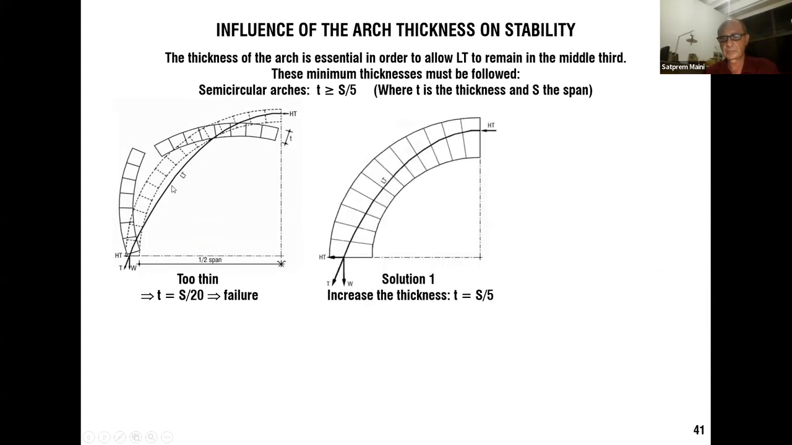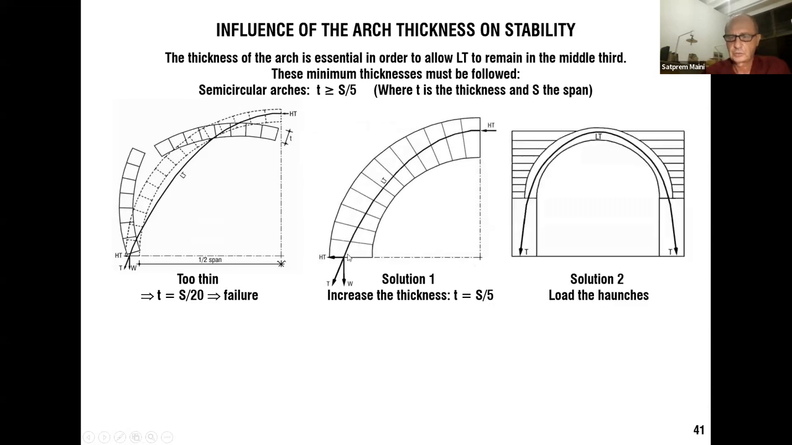Solution one, increase the thickness of the arch. You have span upon 5 for this ratio. Or load the arch again. So this condition of span upon 5 is really critical because, for example, let's say you want to have an arch of 3 meters span, that means 1.50 meters here. If you create an arch of 3 meters span here, this thickness must be 70 centimeters. Okay, no, 60, sorry, 60.